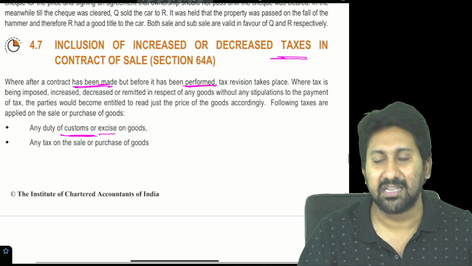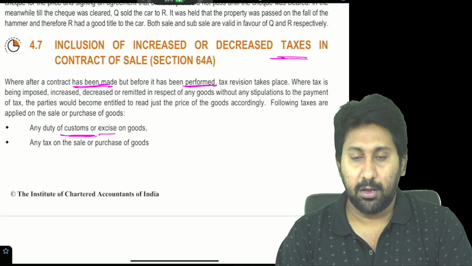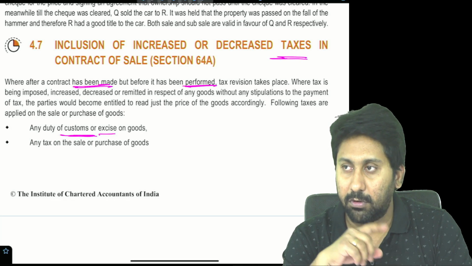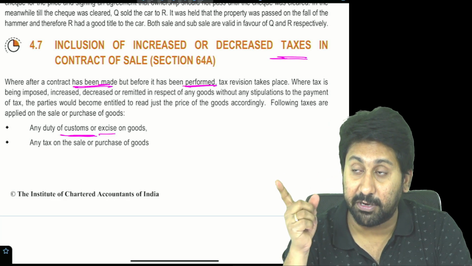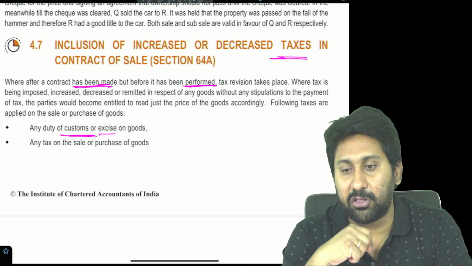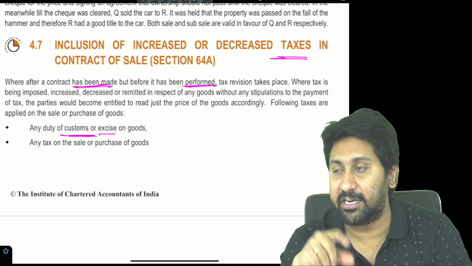Sir, what is this? Simple. One line I will discuss. Listen carefully. The contract is made. Today we entered into the contract, but delivery must be made in the next 3 months. When I entered, the GST rate on that goods was 5%. The government increased it to 9% in 2 months' time.